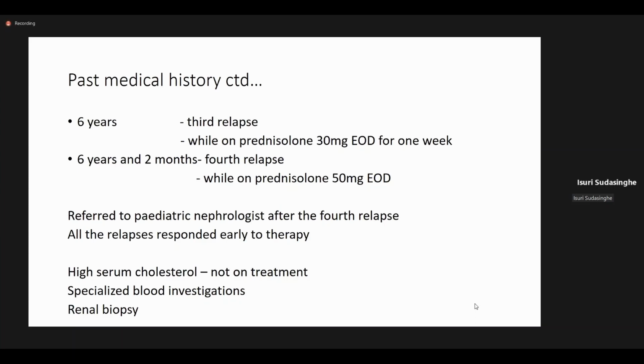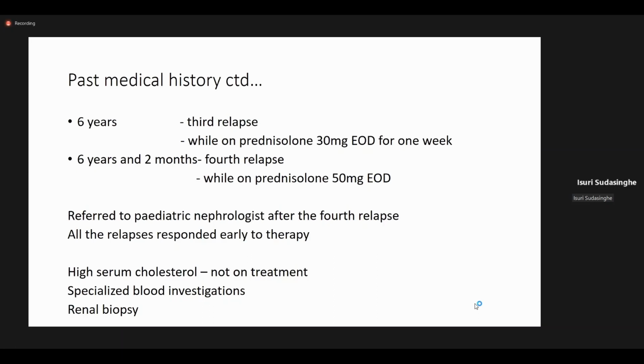And the fourth relapse was about 1 month ago, while the baby was on prednisolone 50 milligrams every other day regime. So at the fourth relapse, baby was referred to pediatric nephrology follow-up. And all these relapses have responded to daily dose of prednisolone early. Initially, baby was noted to have high serum cholesterol as well, but not started on any treatment.